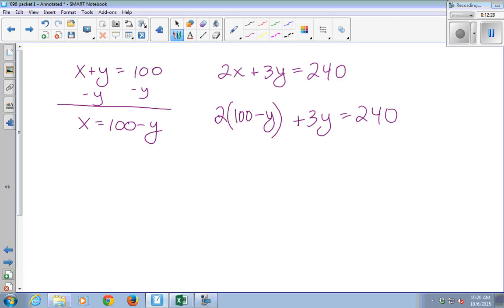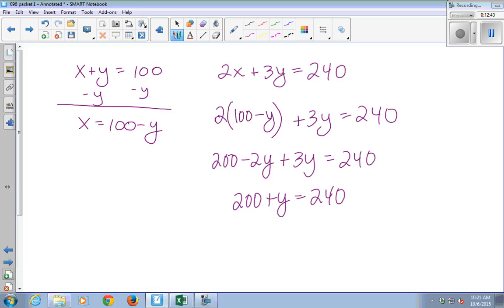I could distribute the 2, so I have 200 minus 2y plus 3y is 240. Negative 2y plus 3y is y, so I have 200 plus y is 240. Subtract 200 from both sides, and you get y equals 40. So that's the number of calories in an orange, right? Number of calories in an orange is 40.